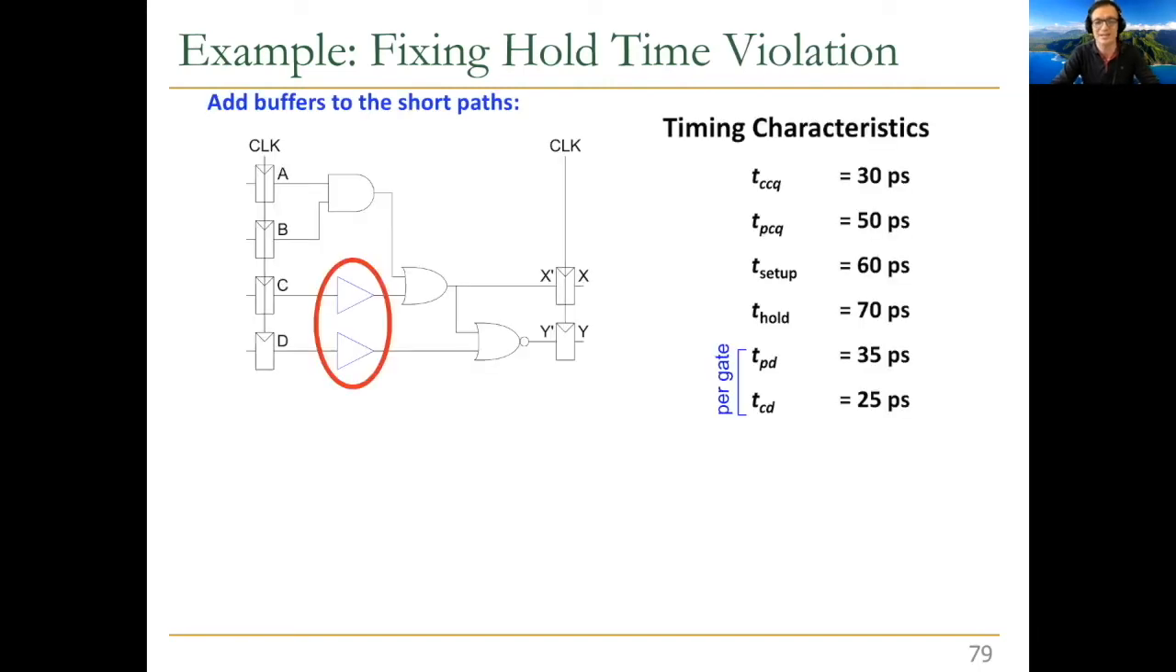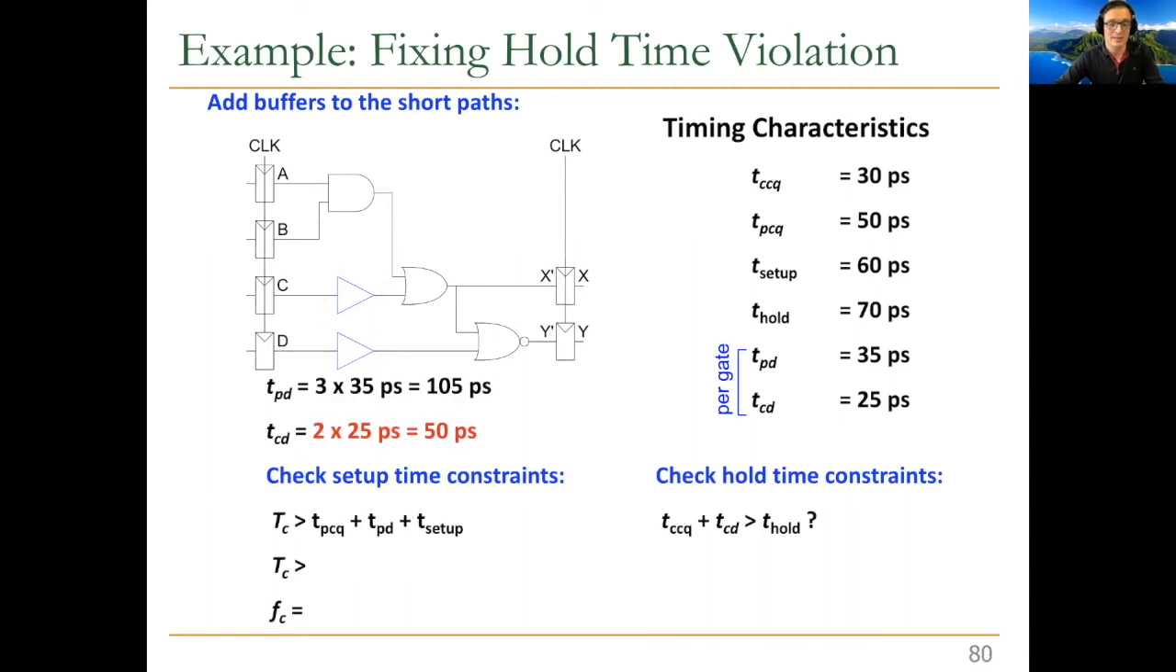As I mentioned, you need to add buffers, enough buffers so that the hold time constraint doesn't get violated. If the hold time constraint is being violated, that means that the short paths are too short. So you need to make them long enough to not violate the hold time constraints. Okay, so let's take a look now.